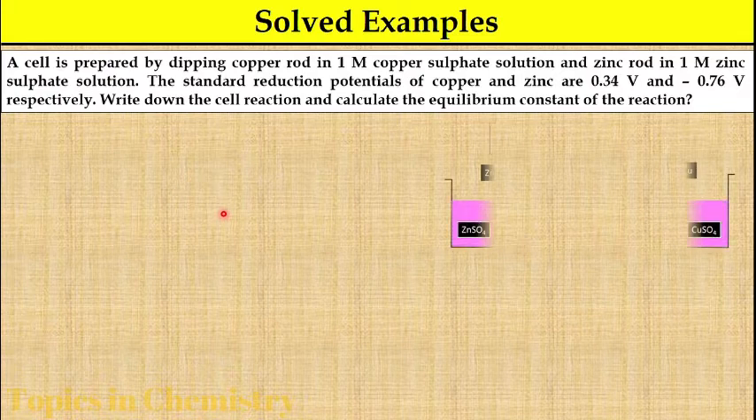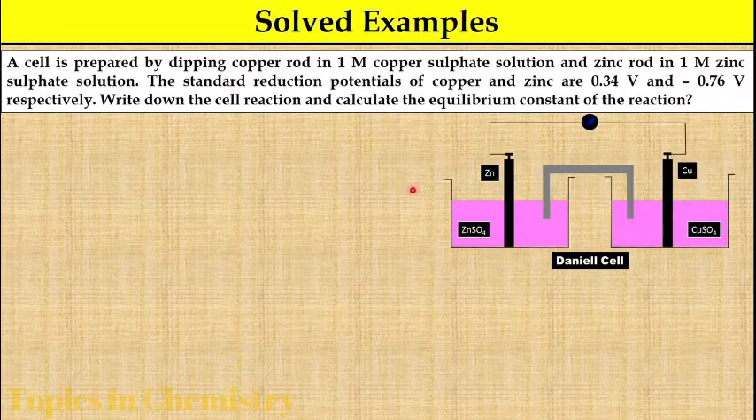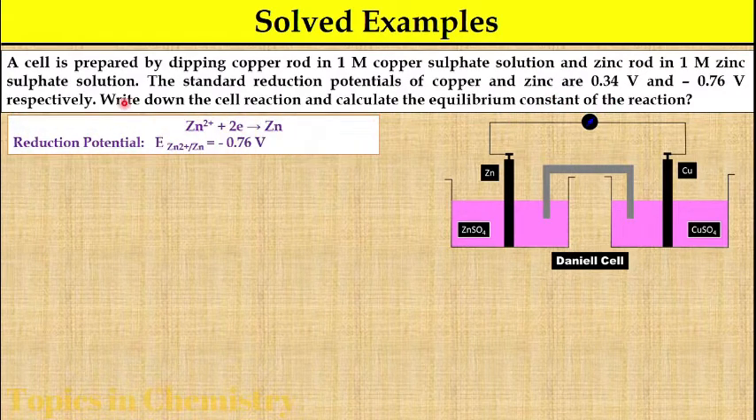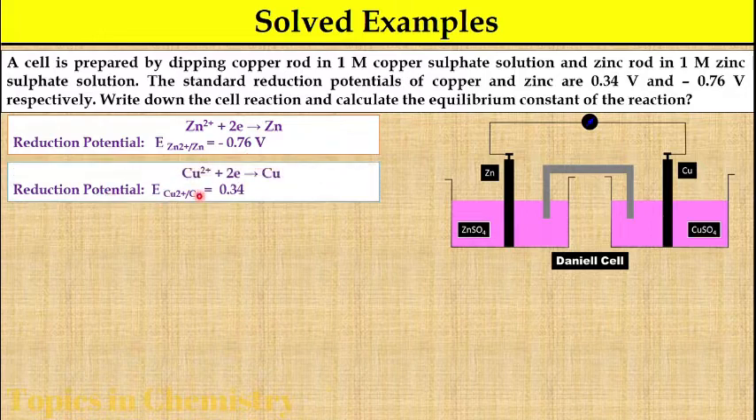So this is an example of a Daniell cell. And the reduction potentials of the two electrodes are given. First, if you consider the zinc electrode, the reduction is Zn2+ + 2e- = Zn. So the reduction potential E0 of Zn2+/Zn is equal to minus 0.76 volt. And if you consider copper 2+ reduction, Cu2+ + 2e- = Cu, the reduction potential for that electrode, E0 of Cu2+/Cu, is equal to 0.34 volt.